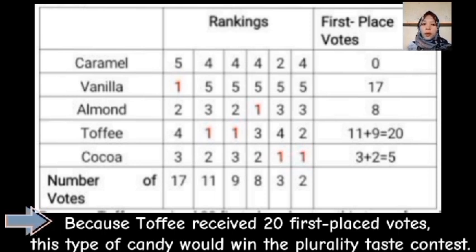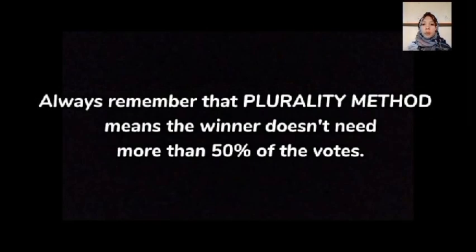So, because toffee received 21st place votes, this type of candy would win the plurality test contest. So, yun na, makikita natin sa plurality method, or sa example natin, na kahit hindi 50% or more than 50% of the vote ang nakuha niya, mananalo pa rin siya kasi siya yung nakakuha ng pinakamaraming votes. So, always remember na sa plurality method, hindi kailangan ng 50% or more than 50% of the vote para manalo. So, let's proceed to the other types of voting methods.